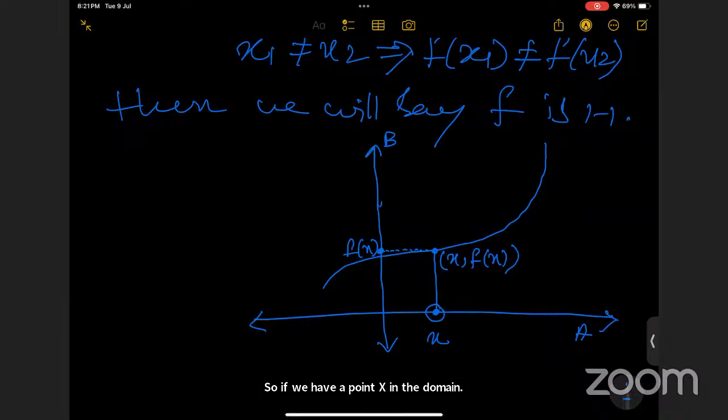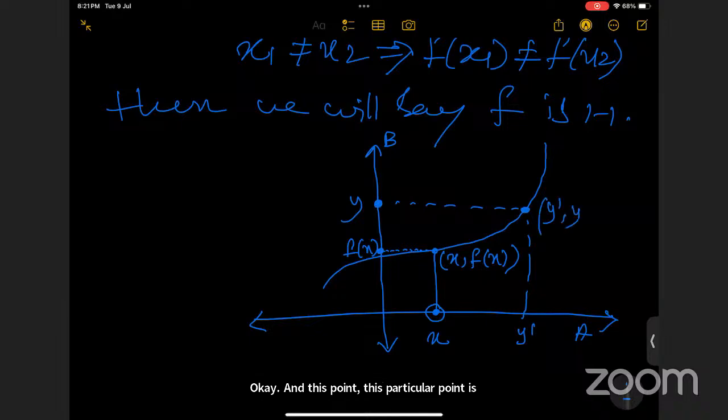And if we have a point, suppose some Y in the codomain, then this is the pre-image. And this particular point is X dash comma Y. So the pre-image is basically when we are talking about the codomain and we are relating it with the domain, right?